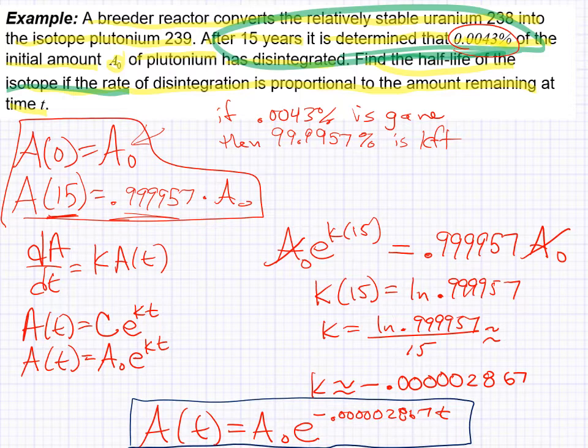So now what we want to know is find the half-life. Well, half-life means half of the initial amount is left. We just figured out after 15 years, we still have a lot of the initial amount left. We want to know when half of it will be left. That's what half-life means. So when will this be equal to 1/2 the initial amount? So if we solve that equation for t, we could find what we're looking for.